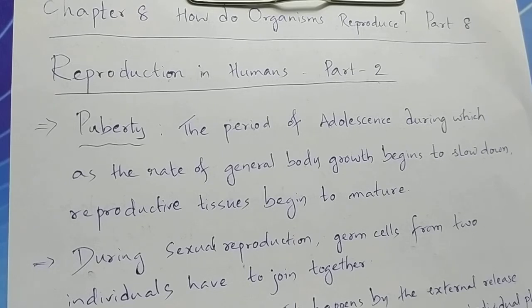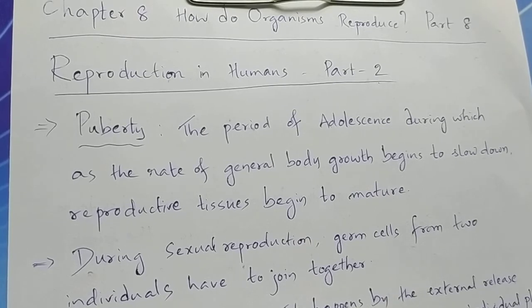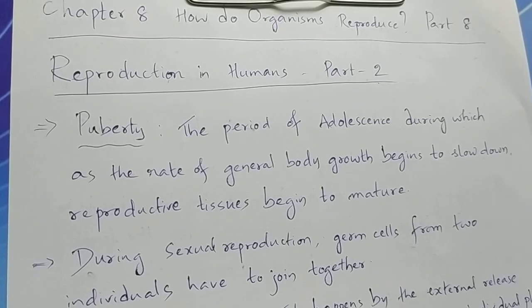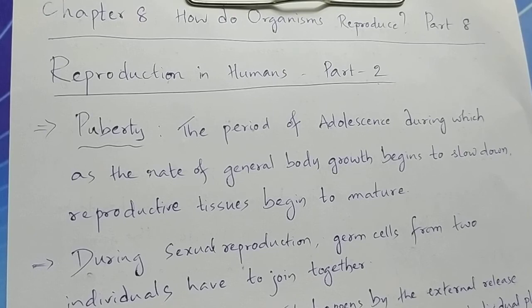Not only that, in order for the sexual aspects to get matured, initially the general body growth has to take place. So first the general process of body growth occurs for a particular time period, after which it begins to slow down and the reproductive tissues begin to mature. This particular phase occurs during adolescence.